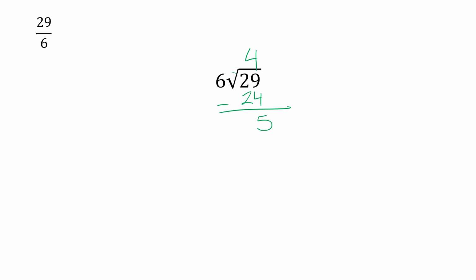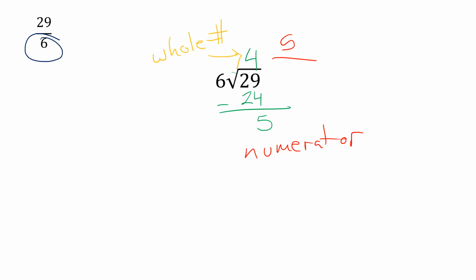Again, label your stuff. Make sure you know which number is which. Your answer up here, this is your whole number. How about your remainder? Remainder becomes your numerator. So let's write him as our numerator. And your denominator. What denominator did we start with? We started with a denominator of 6. We're going to end with a denominator of 6. So our final answer is 4 5/6 equals 29/6.